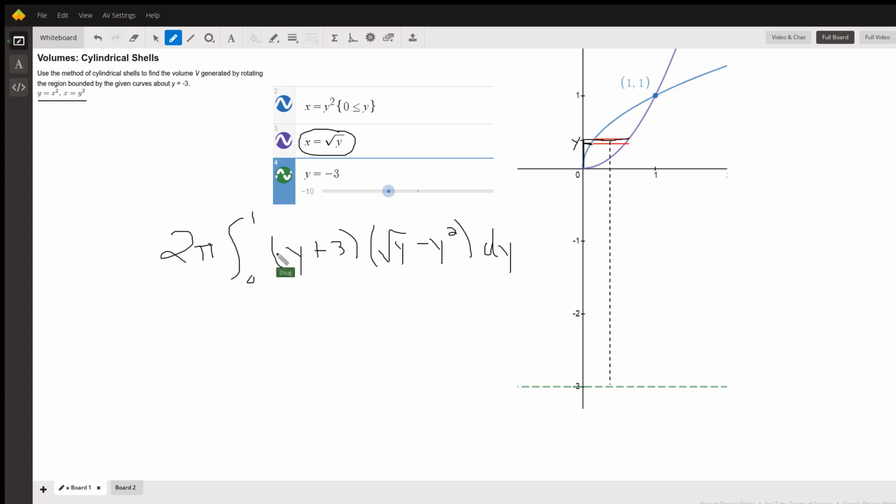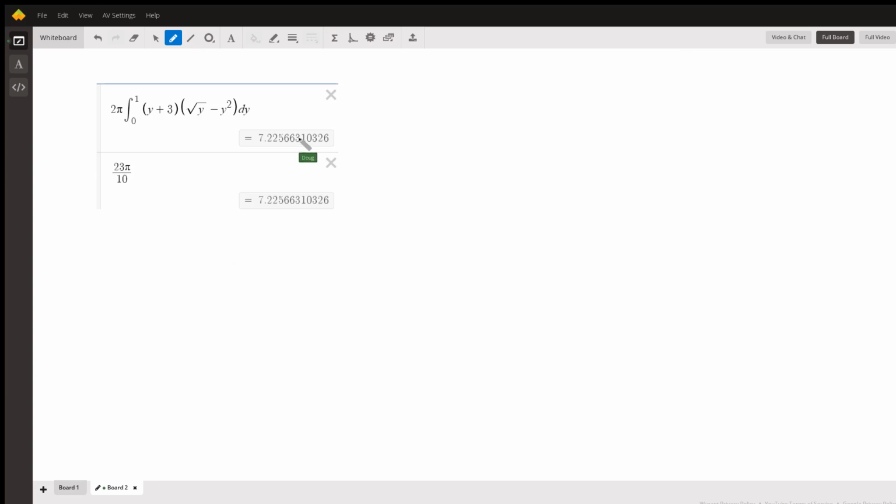Okay, now how do you evaluate this definite integral? Well, you multiply these two binomials together, find the antiderivative term by term, evaluate from 0 to 1, and then multiply by 2 pi. And here's what the answer looks like in exact form, 23 pi over 10. As you can see, I get the same answer here. So I'm not going to go through evaluation of this definite integral. Hopefully you understand how to do that.